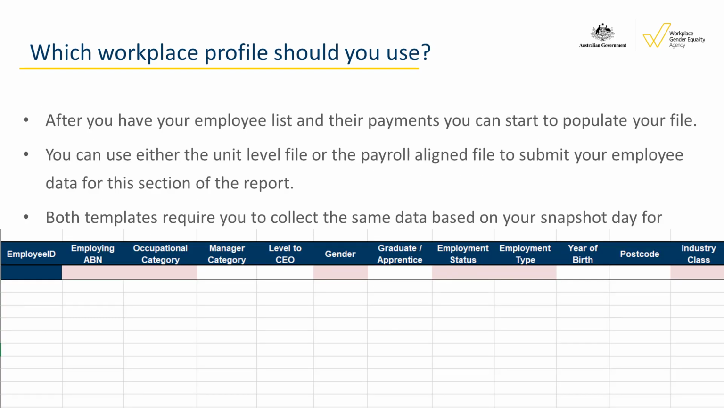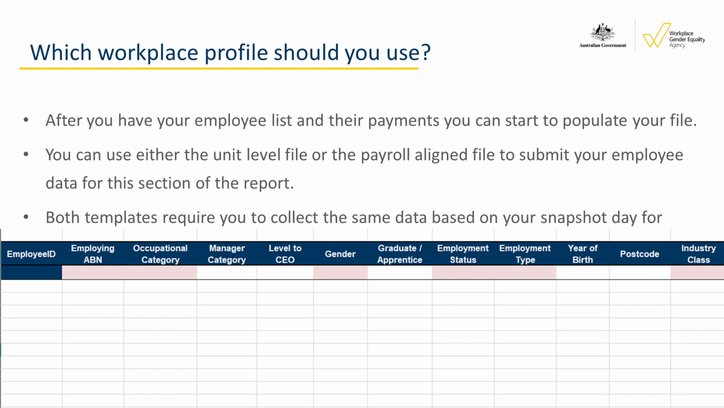There are two different templates that you can use to submit data for this profile. You can use either the unit level profile or the payroll aligned file. Both files require you to start with the employee list from your snapshot date, as well as the pay information for each of those employees. You will also need to enter additional information about each employee.